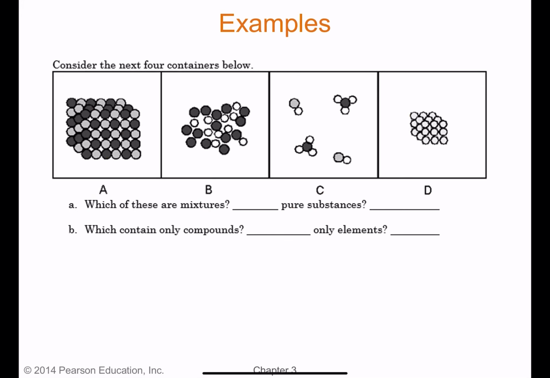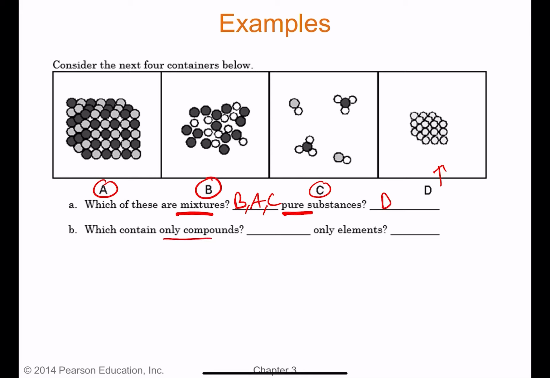Next one, which of these are mixtures? Which of these are pure substances? So this, B, looks like it's certainly a mixture. And A also looks like it's a mixture. We've got gray circles and dark gray circles. C as well. I agree we could put C under a mixture. Now in D, it looks like all of those little circles, they're trying to draw it the exact same way, so I'd put D under a pure substance.